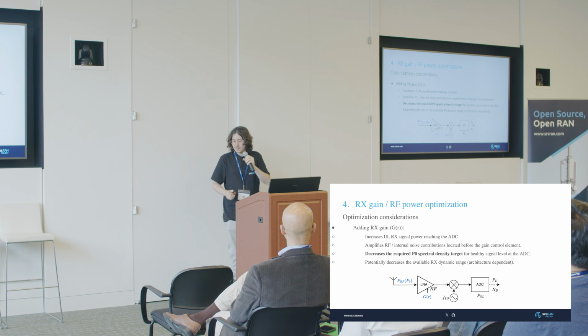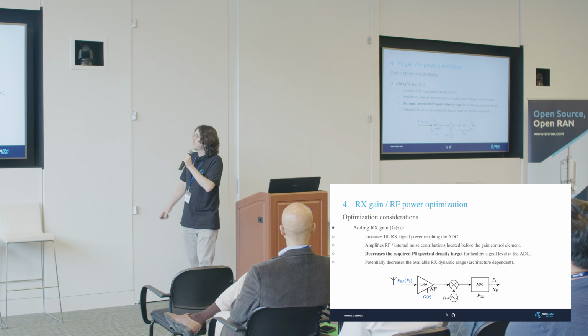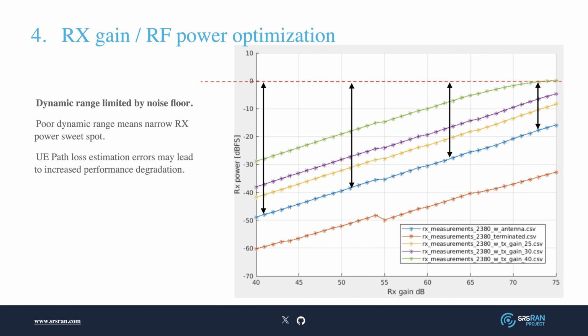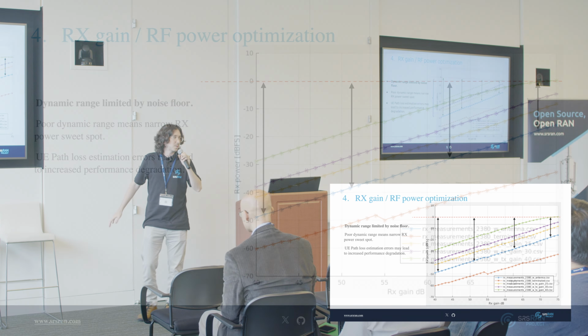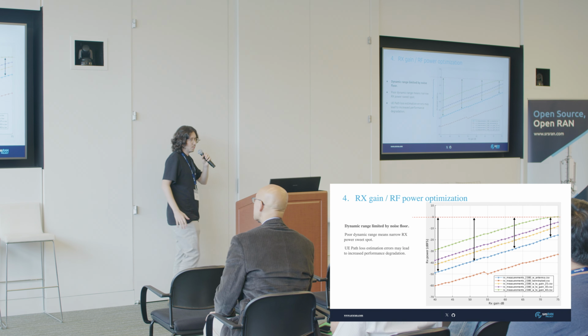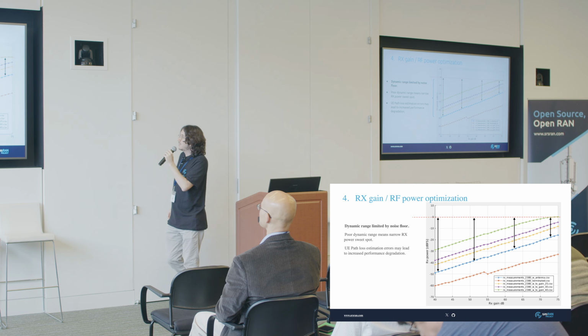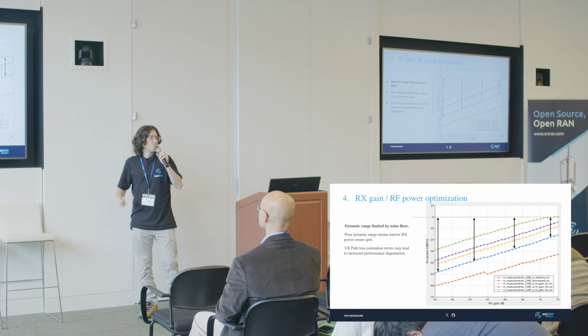And this last statement, that it potentially decreases the available Rx dynamic range, is better to see with the previous picture. So as I explained before, the red dotted line means saturation. We cannot go above 0 dB full scale. The blue line is the noise floor of our system when we have an antenna attached, which is what we really care about.